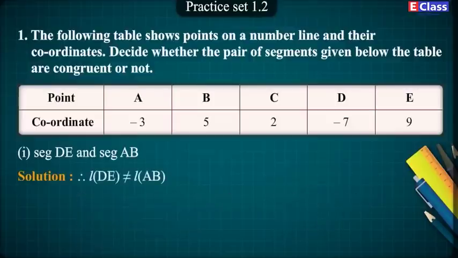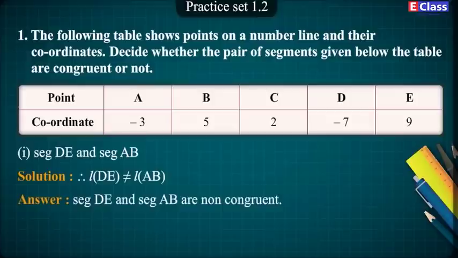Therefore, length of DE is not equal to length of AB. Answer. Segment DE and segment AB are not congruent.